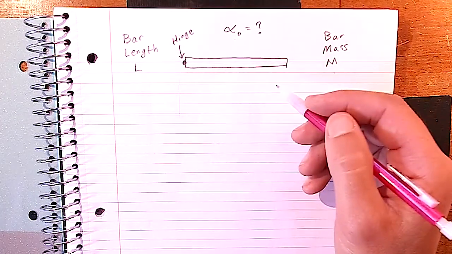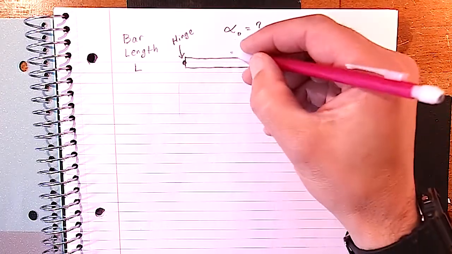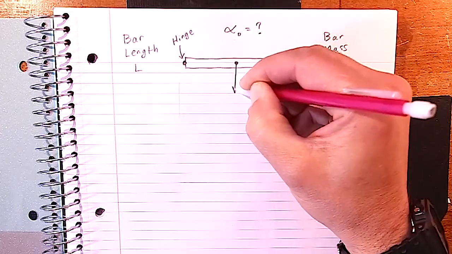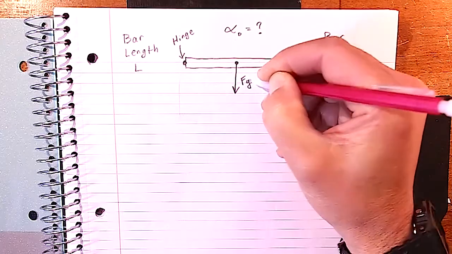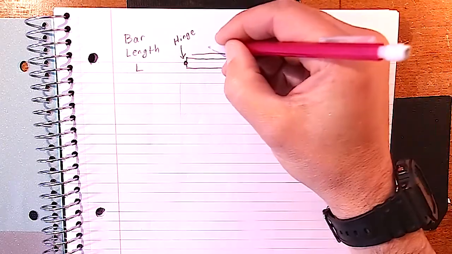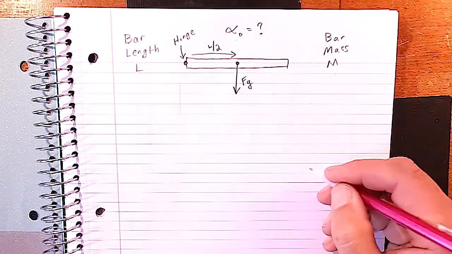Well, is there a torque on it? Yes. The force, we're going to say, is acting from the center of mass. So that's our Fg. So our R is only out to L over 2.